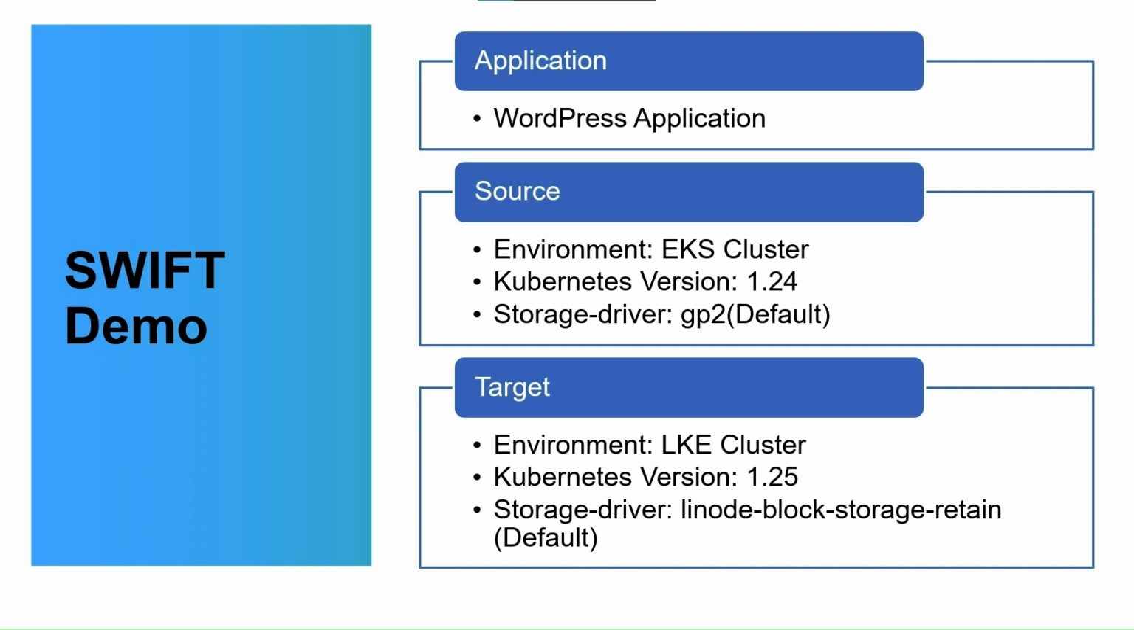In this demo, we will migrate the WordPress application present on the source EKS cluster to the target LKE cluster using Swift. The source cluster is an Amazon EKS cluster with version 1.24 and storage class GP2. The target cluster is a Linode cluster with version 1.25 and storage class Linode block storage retain.